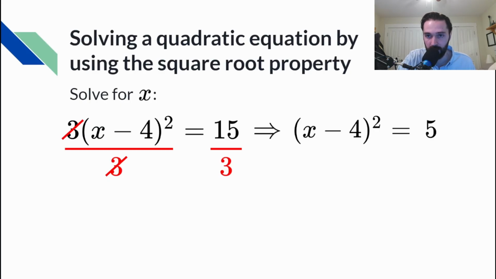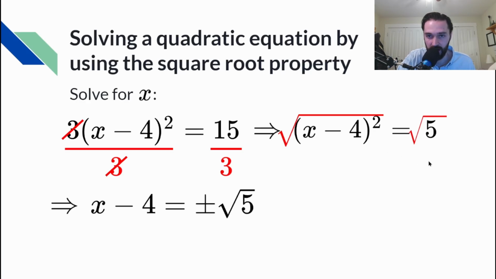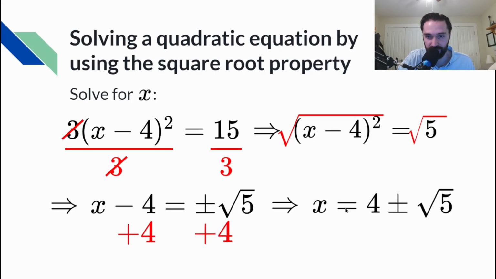When we have something that looks like this, we can take the square root of both sides, and we get x minus 4 equals plus or minus root 5. Then we add 4 to both sides to isolate x, and we get this. This is our final answer.